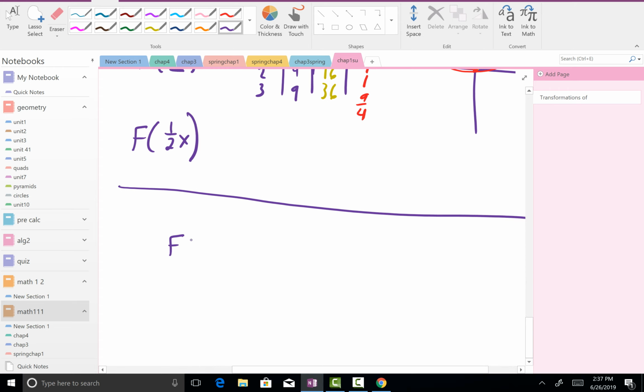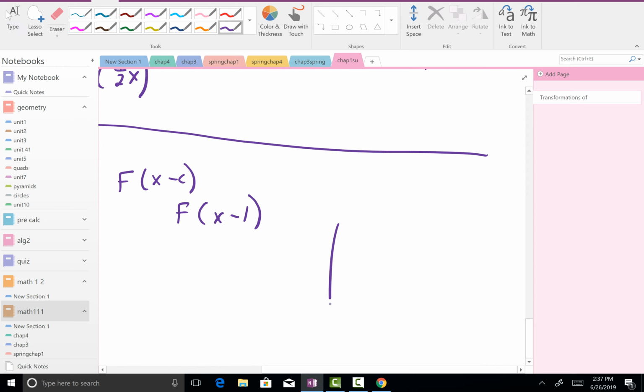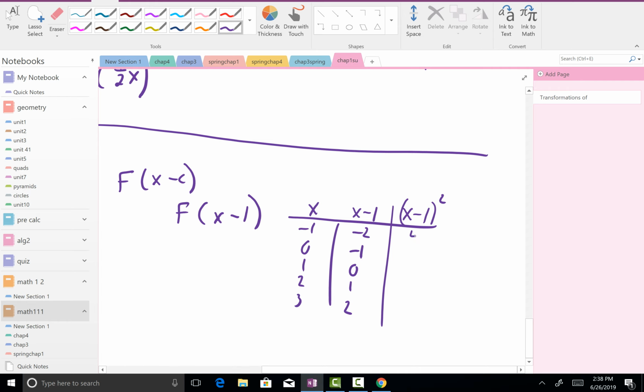All right, let's take a look at the C value now. So again, I'm just going to take this, and I think I'll put a -1 in there. Okay, so here's my table. I got x. I'm going to take x minus 1, and then I'm going to square it. So -1, 0, 1, 2, 3, using the same numbers. It's going to be -2, -1, 0, 1, and 2. And now I'm going to square that. So that'd be 4, 1, 0, 1, 4.